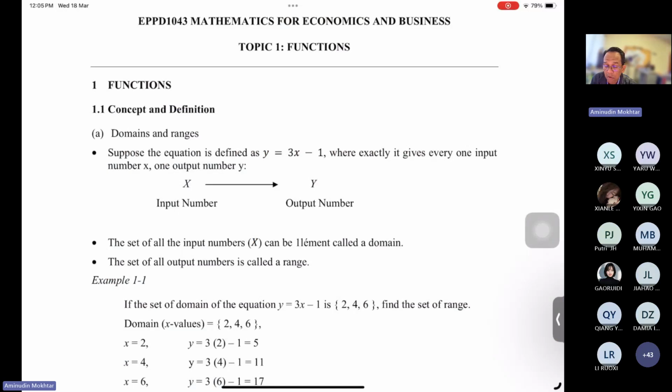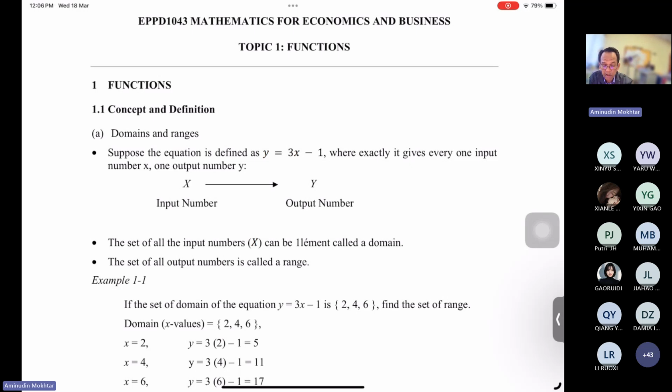There are five parts: part 1, part 2, part 3, part 4, and the last part, part 5, exponential and log. But for today, at the moment, I will just share four topics. The last part, part number 5, I will share later. I hope you can download this file from the UKM folio.